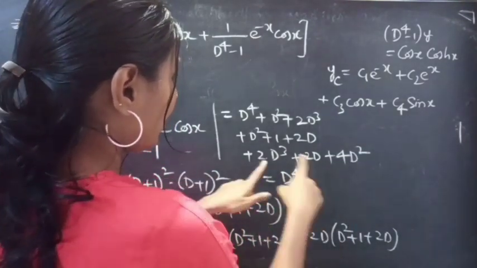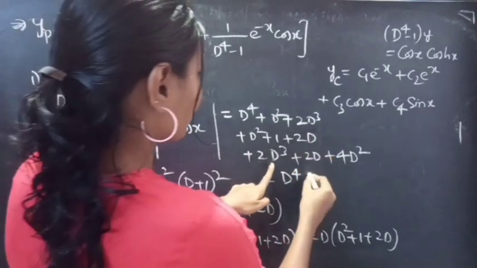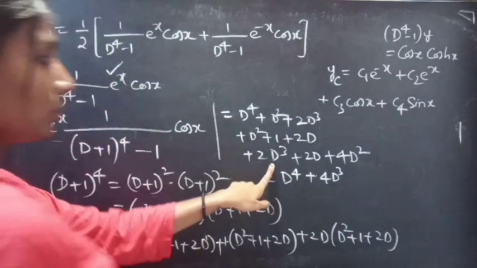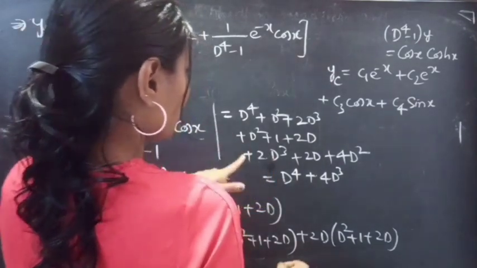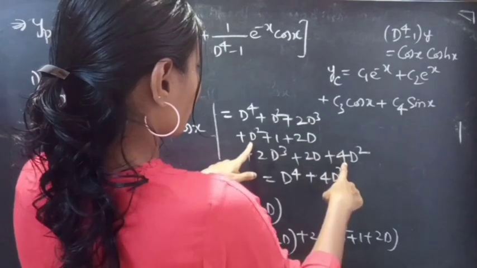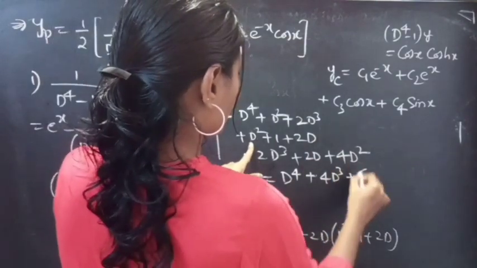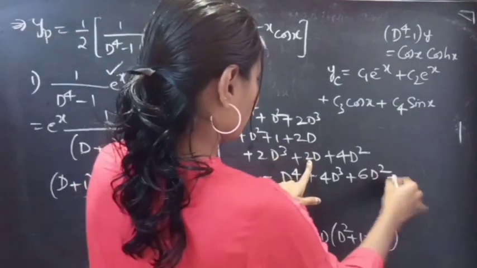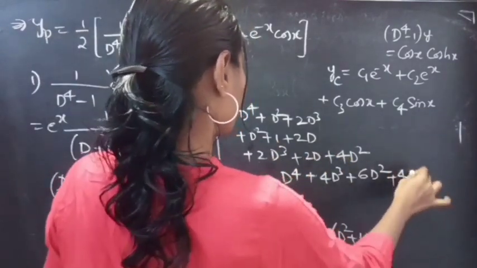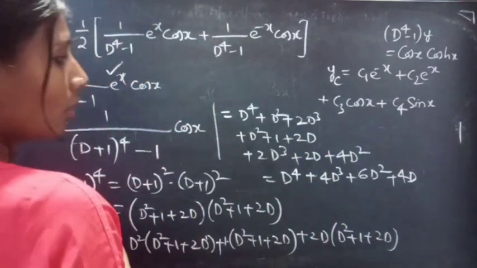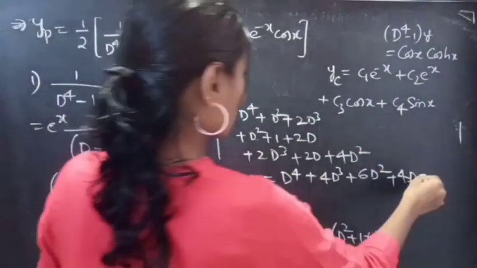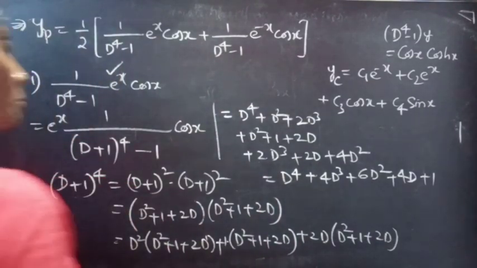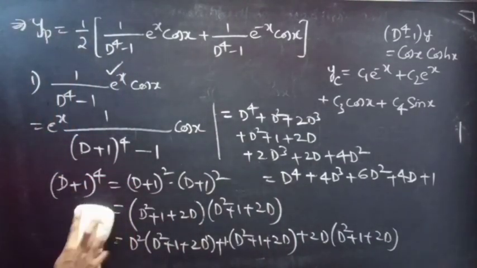Now add the terms involving d cube, 4d cube. Okay, now coming to square, we have 1, 2 plus 4, 6d square. Now add 2d, 2d plus 2d, term involving d is 4d, again constant plus 1, right? D power 4 plus 4d cube plus 6d square plus 4d plus 1.